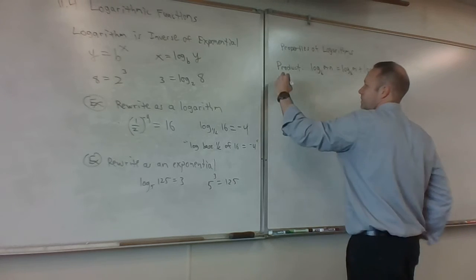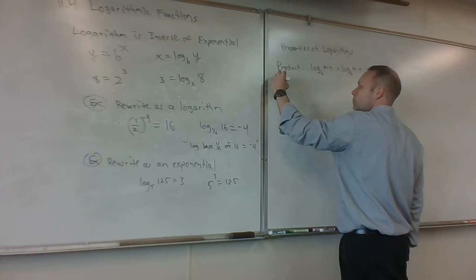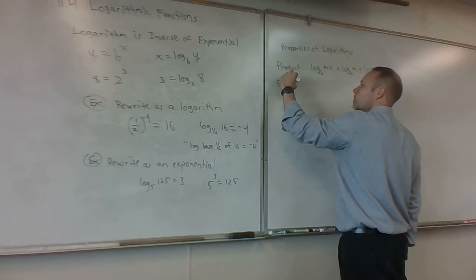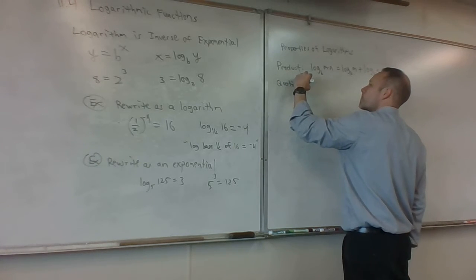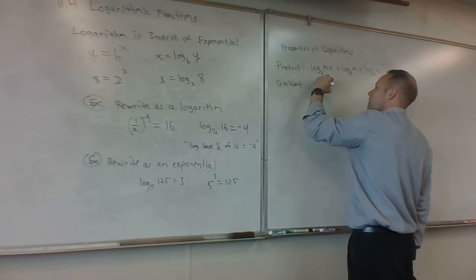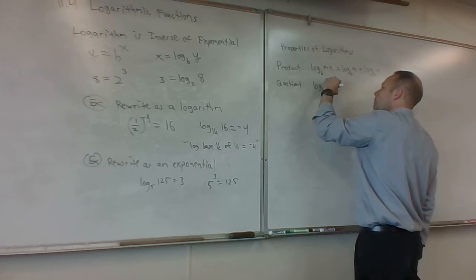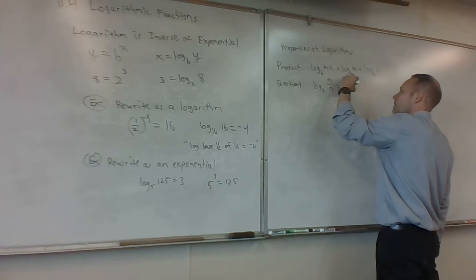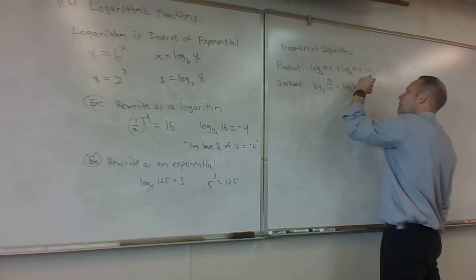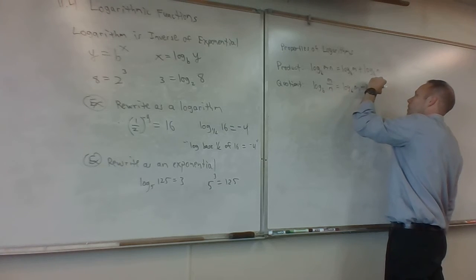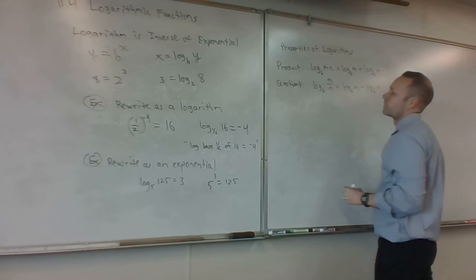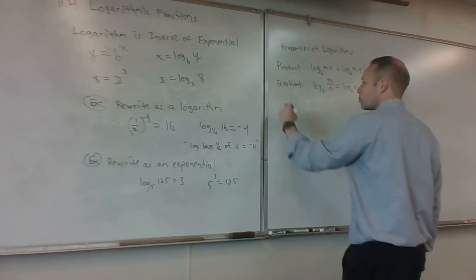Quotient. You could probably deduce what would happen here. Here we have log base b of m over n is the same thing as log base b of m minus log base b of n. Yeah, that's that one.